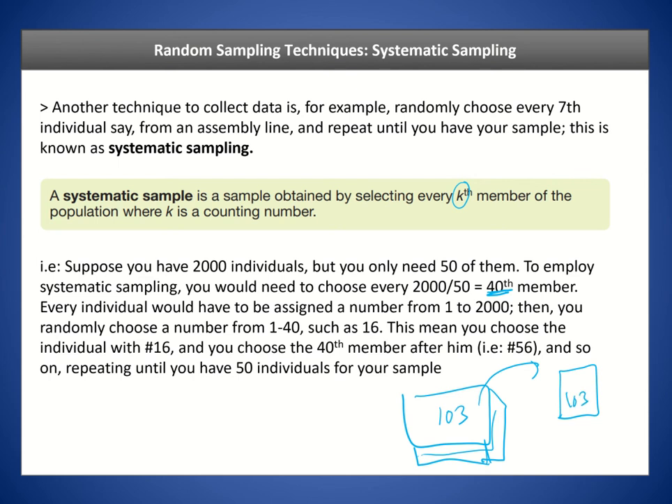And then you choose that number, and then you choose every 40th person after that, right? So 40 plus 103 is 143, right? So now 143 gets chosen. And then after that, 183 gets chosen, and so on. And you keep doing this until you have 50 people. Of course, if you're too far in your list, you're going to circle back to maybe individual 1, 2, 3, 4, 5, before the 100, and that's fine. You just want to do every 40th thing in the ordered list.